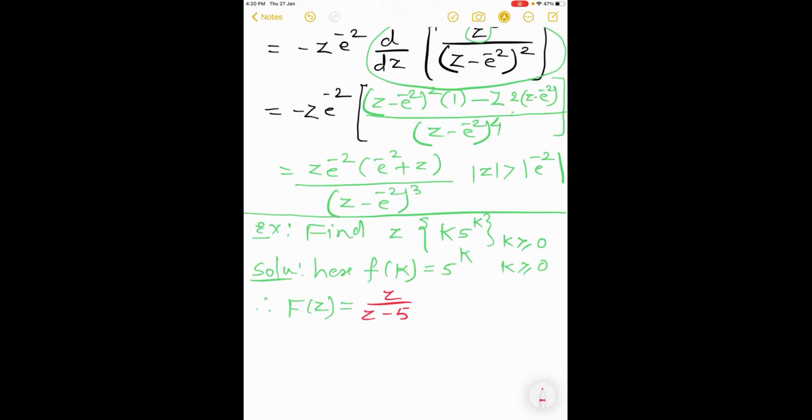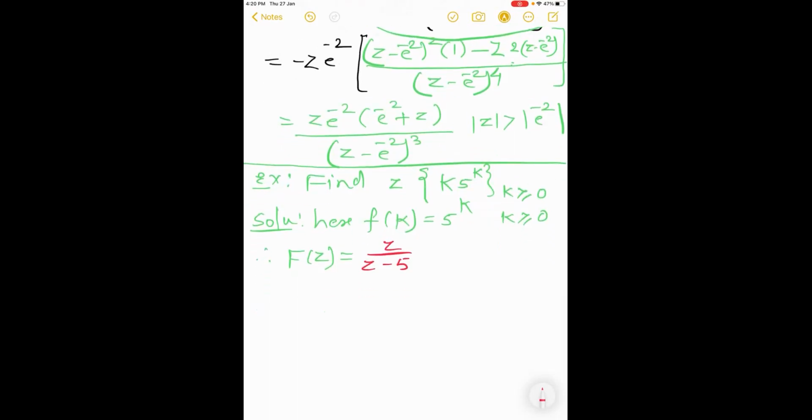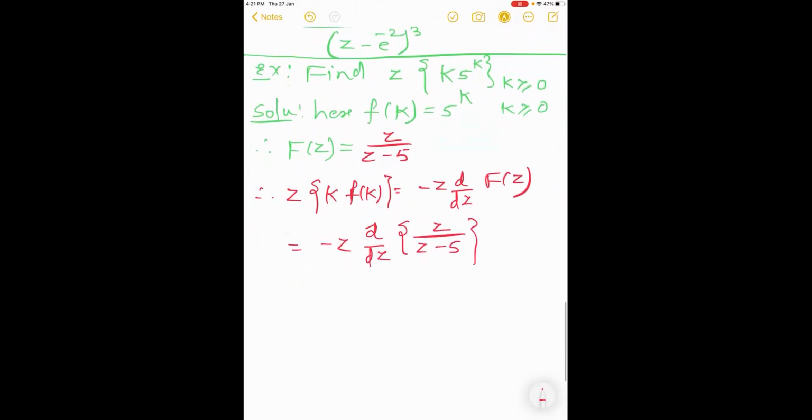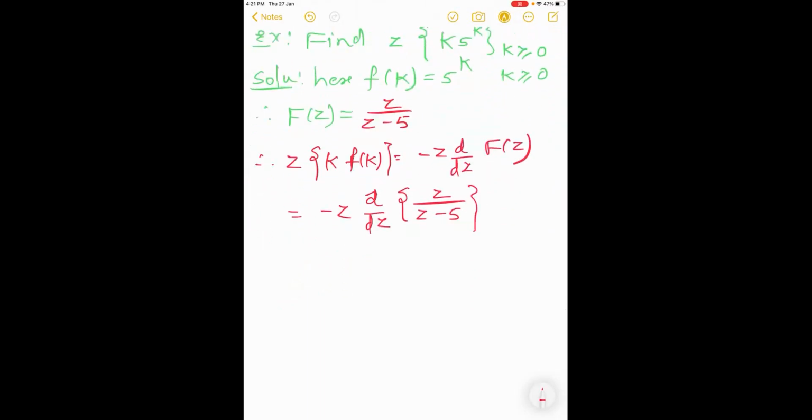So for this F(z) you have to take multiplication with k. Therefore, the Z transform of k into f of k is equal to minus z into d by dz of F(z). That is minus z into d by dz of z upon z minus 5. Can you do this division differentiation and tell me the answer? I'll give you 1 minute. Let's try.